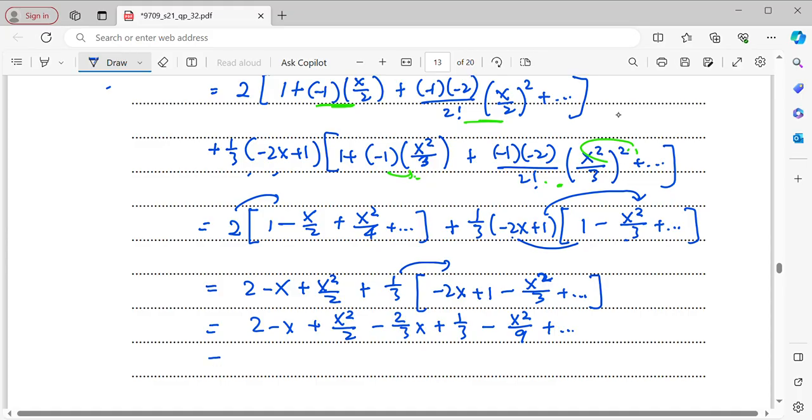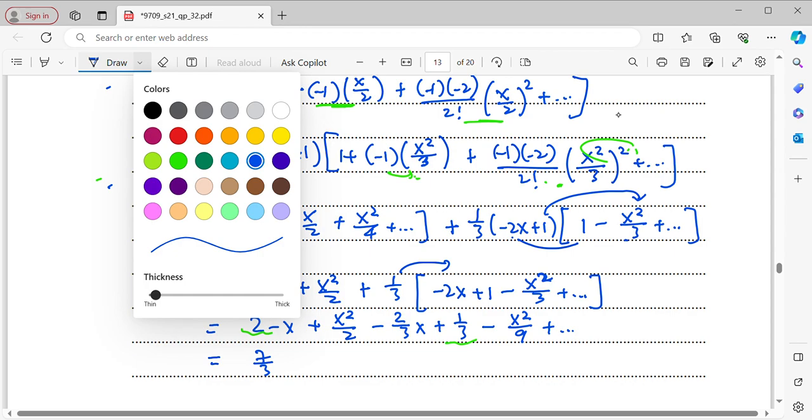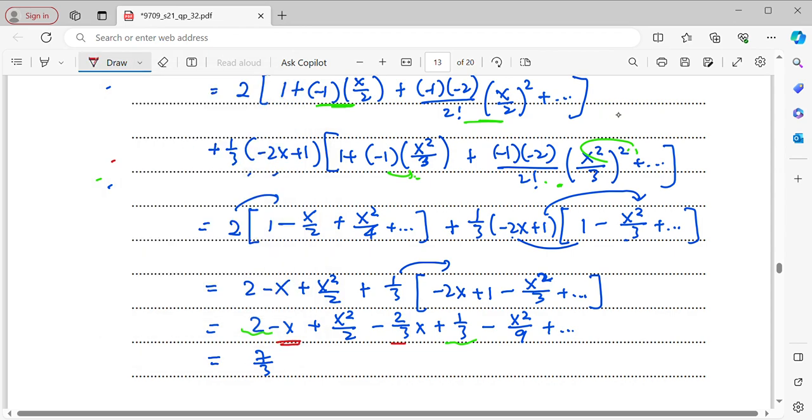So at last, you will be getting 2 plus 1 over 3, which is 7 over 3. Okay, and then the next is minus 1x minus 2 over 3x. That means you'll be getting minus 5 over 3 x. Then x squared over 2 minus x squared over 9. It will be plus 7 over 18 x squared. So that is our binomial expansion up to x squared.